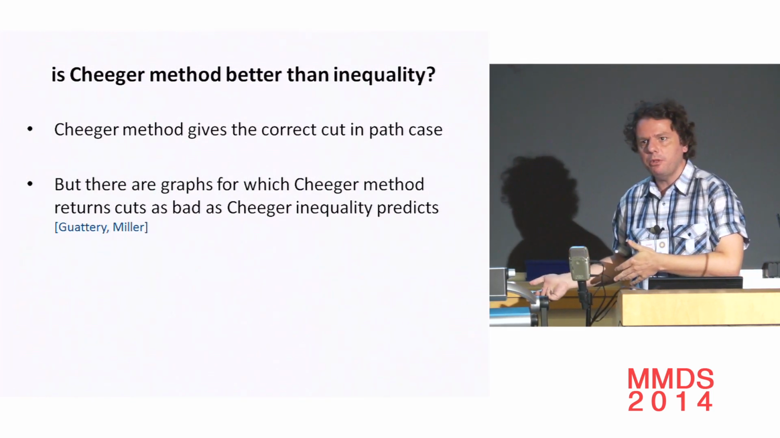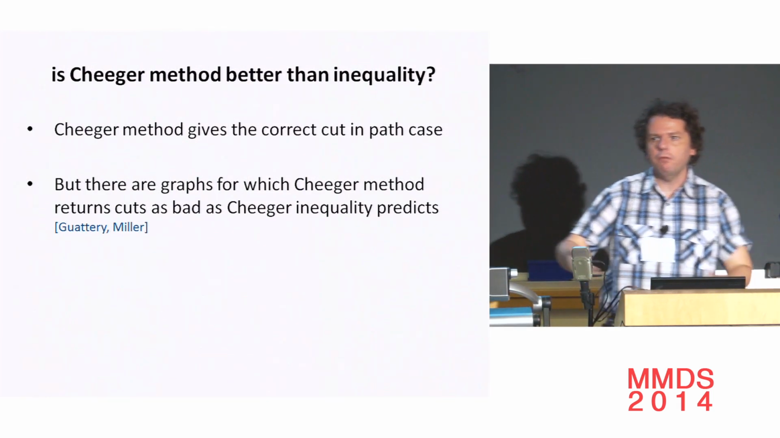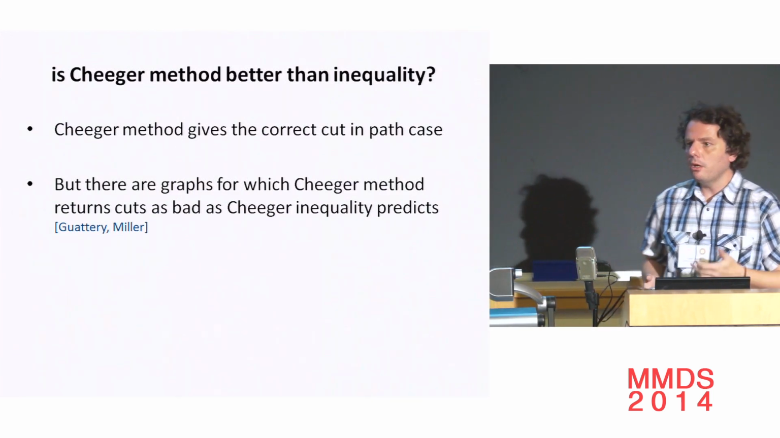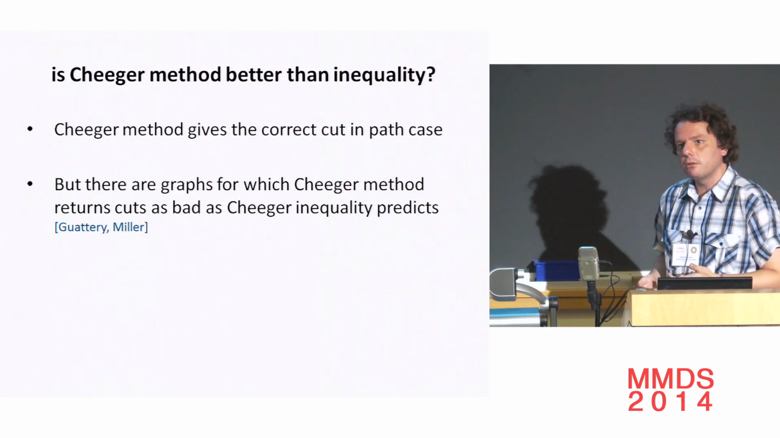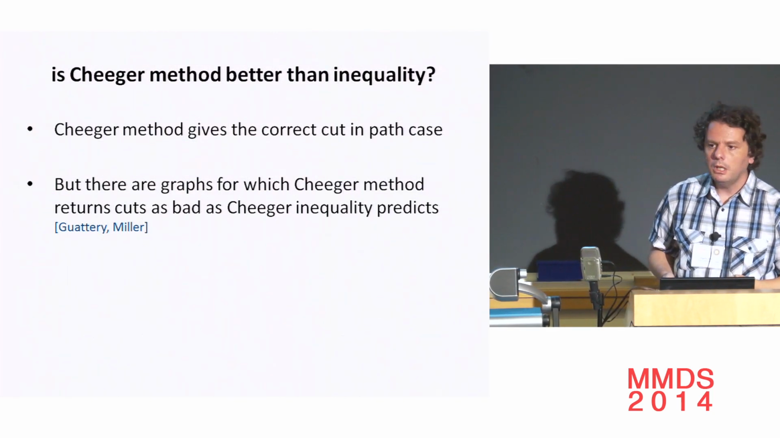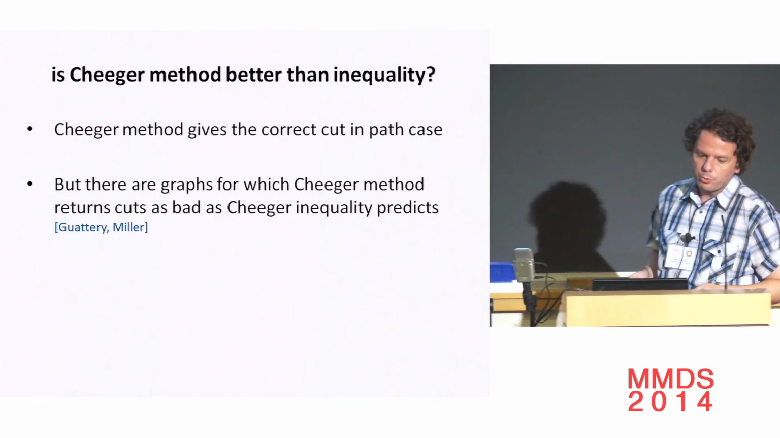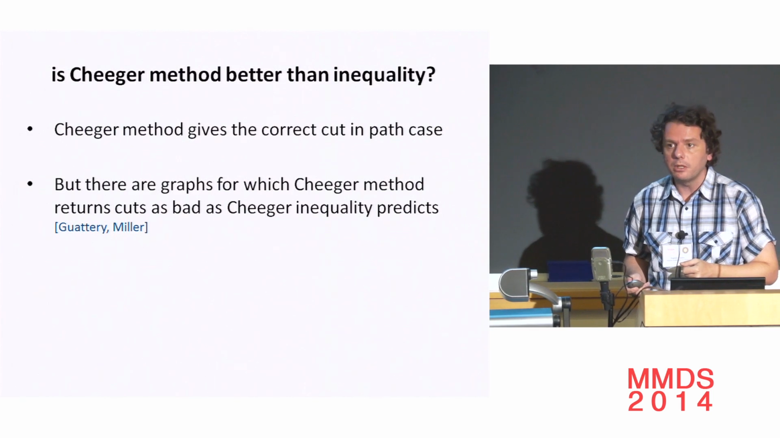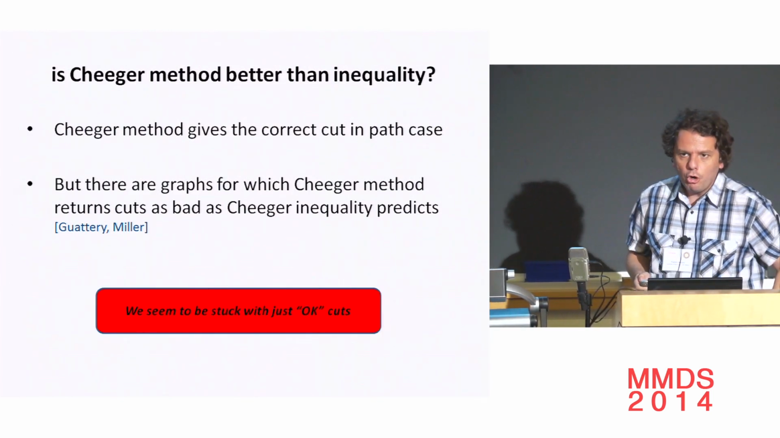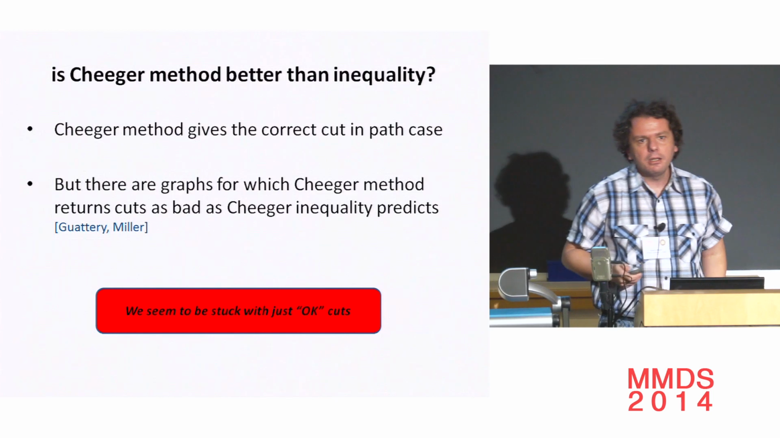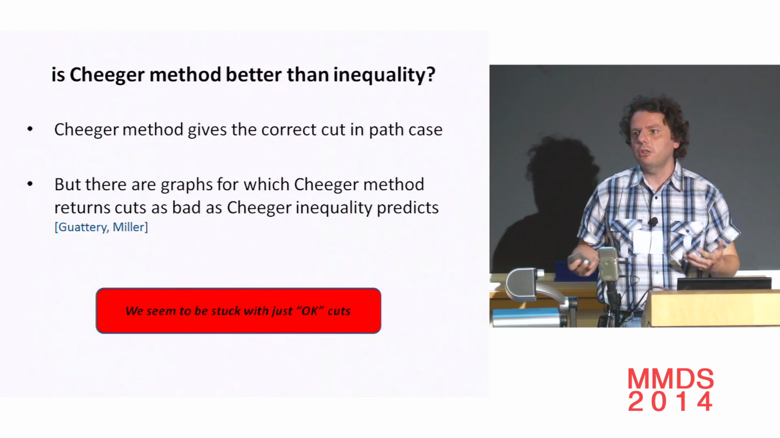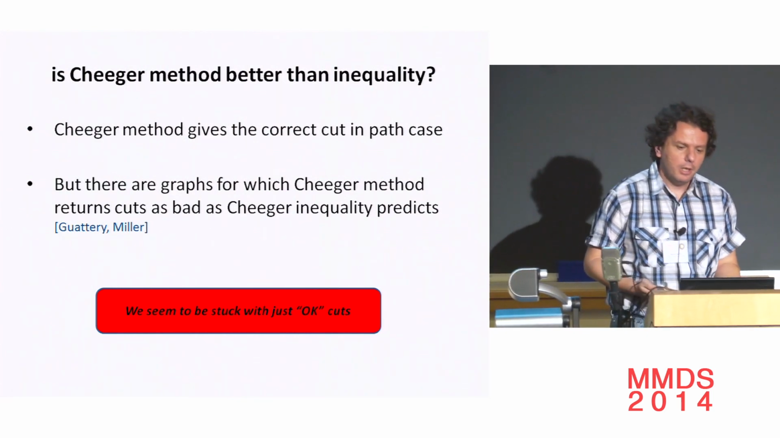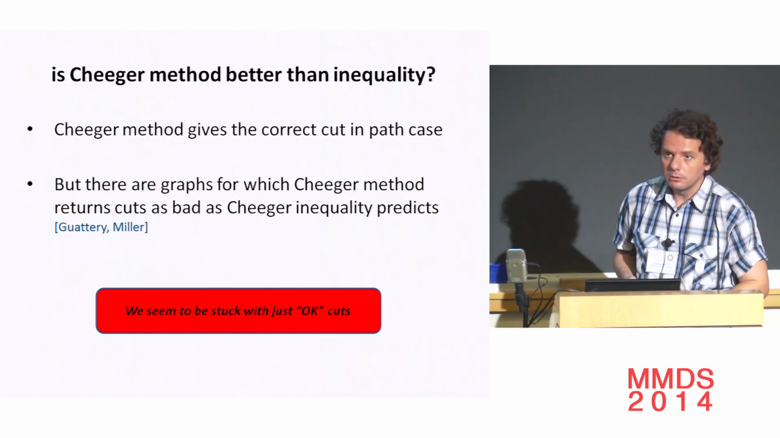So the Cheeger inequality is tight. However, the Cheeger method is something else. The Cheeger method actually uses the eigenvector to find us a cut. Perhaps if we follow this procedure, the Cheeger method will give us the correct cut anyway. However, that can also be disproven. There are graphs for which the Cheeger method returns cuts as bad as the Cheeger inequality predicts. So we seem to be stuck with cuts, partitionings, that are just okay. They are not as good as we could hope for.